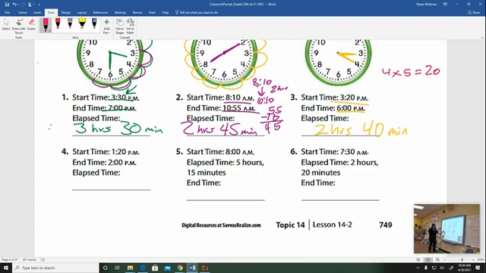All the way around. Okay, start time, 1:20. End time, 2 p.m. What is it? What do we have? Who has that one? Andrew? You guys get that one? Because it's not even a full hour. Yes. That's good.